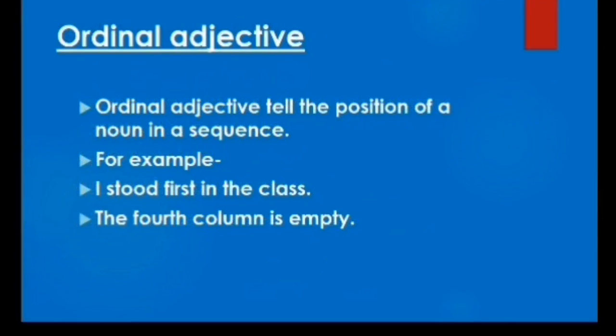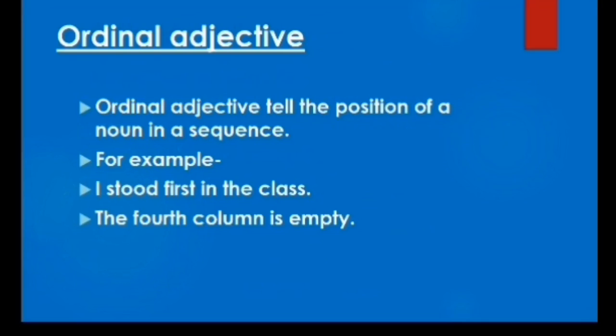The third type of adjective is ordinal adjectives. Ordinal adjective, the name comes from ordinal numbers which you might have studied in your mathematics class. Ordinal numbers are numbers such as first, second, third, fourth, fifth. So if such kinds of words are used in a sentence for describing a noun or a pronoun, those words are called ordinal adjectives. Ordinal adjectives tell the position of a noun in a sequence.